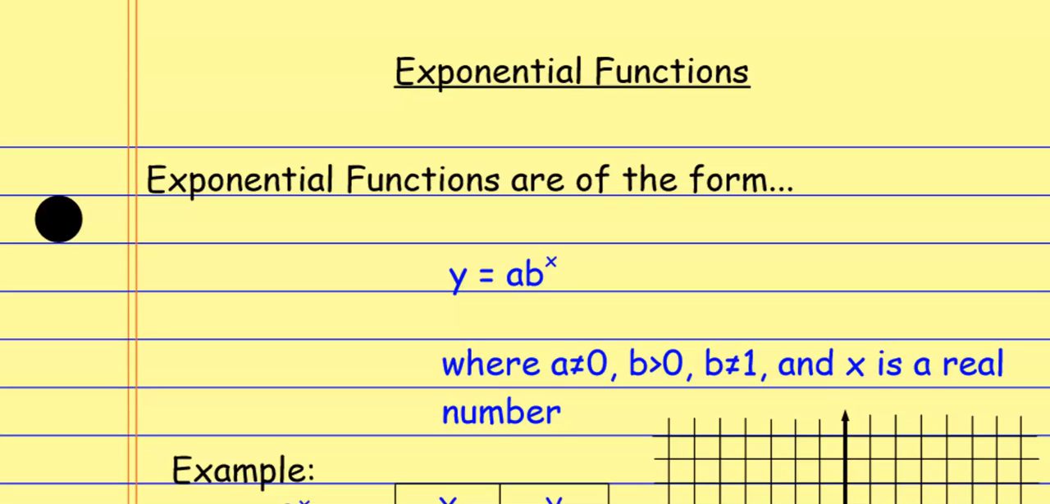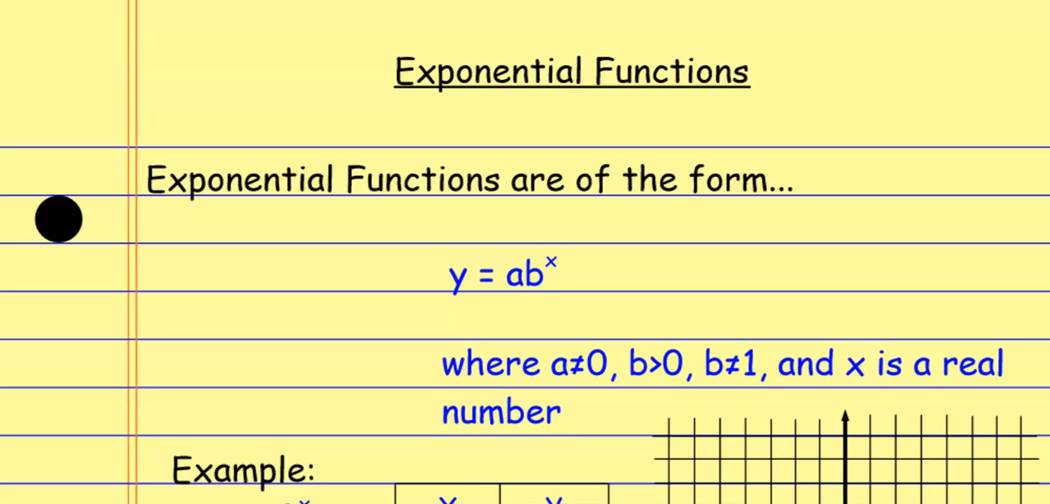There's a bunch of little stipulations for exponential functions. It's in this format, but a can't be 0, and b has to be greater than 0, so it has to be positive. And b can't equal 1, and it has to be real numbers plugged in here. These aren't super important right now, but if a was 0, it wipes out the whole function. Then it's just y equals 0, which is a horizontal line, and that's why that one doesn't work to create an exponential function.